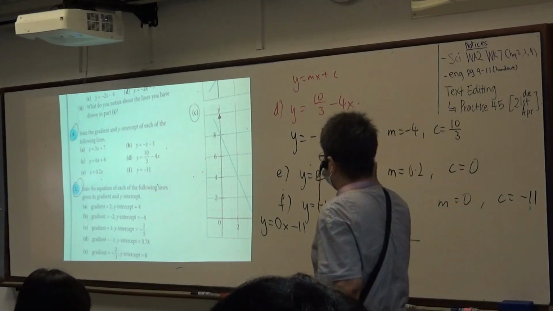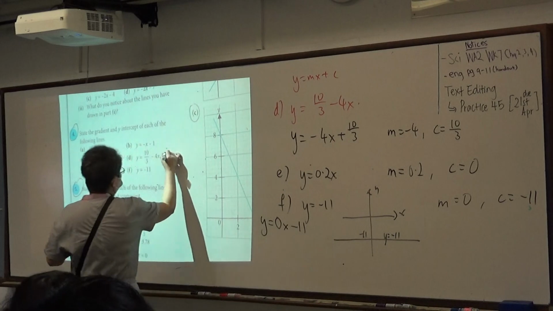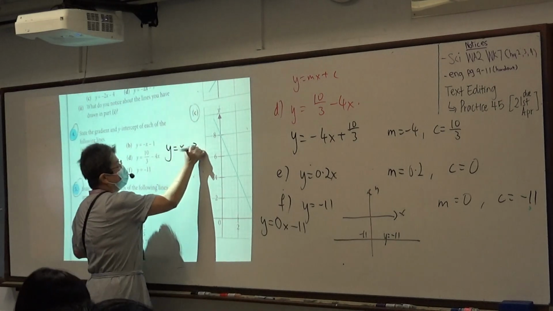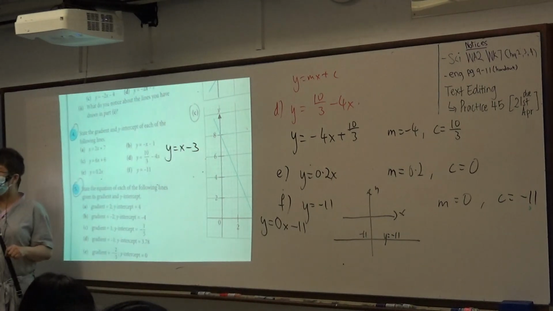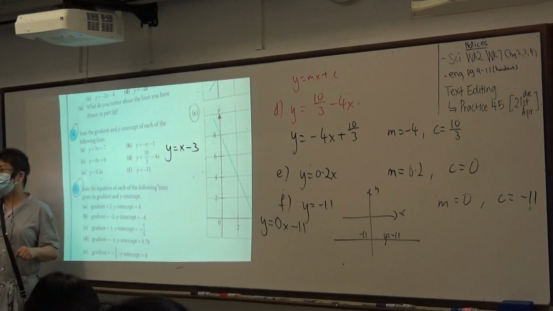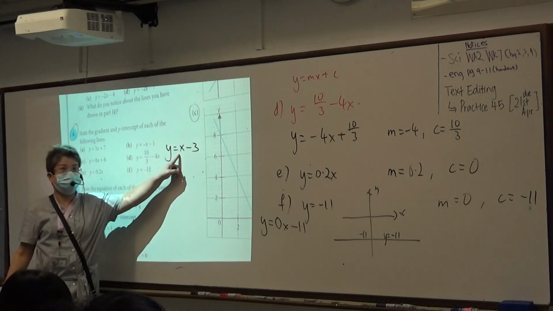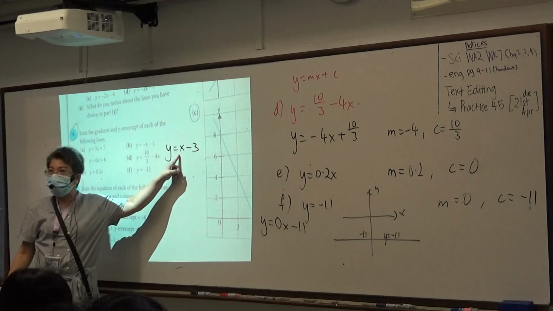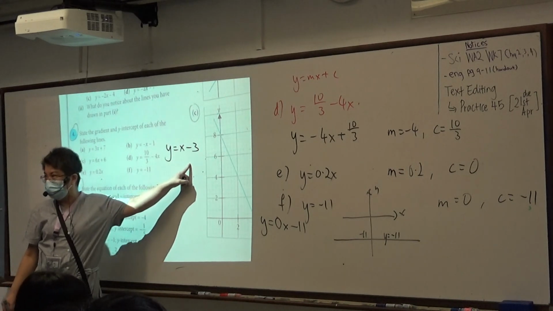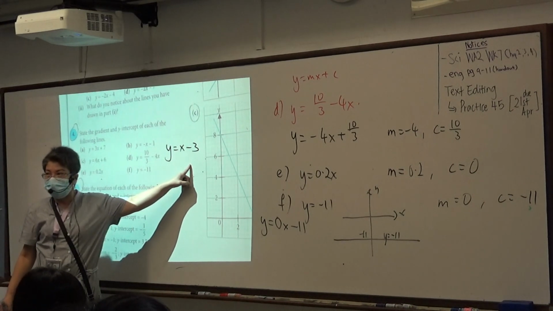Is it okay? Now, then I want to ask one question. What if I have y equals to x minus 3, what's my gradient? 1, it's not 0. What's my y-intercept? Negative 3. Are we clear now?